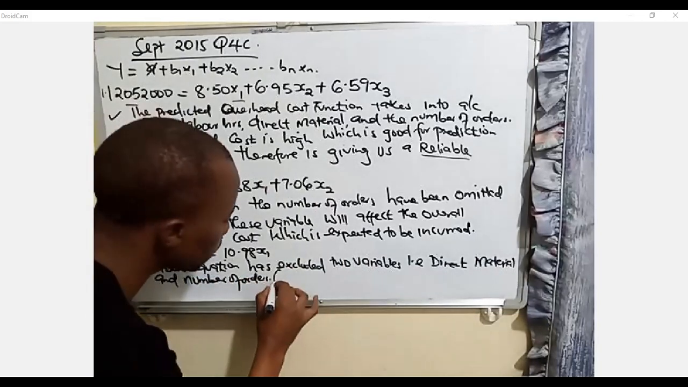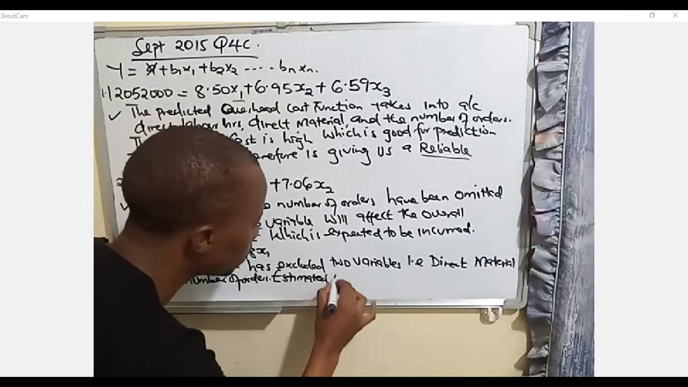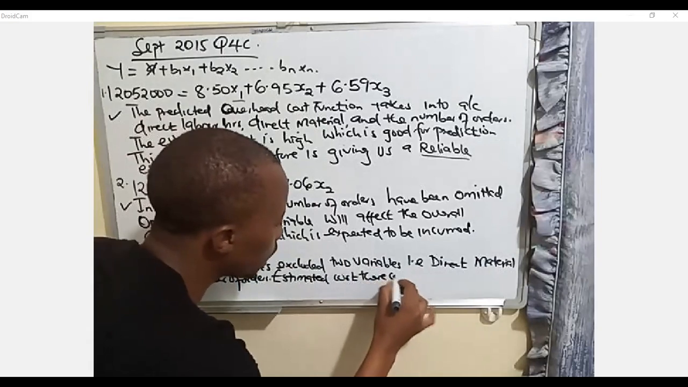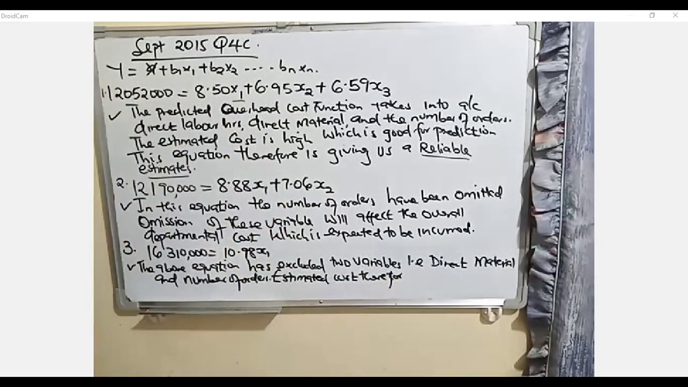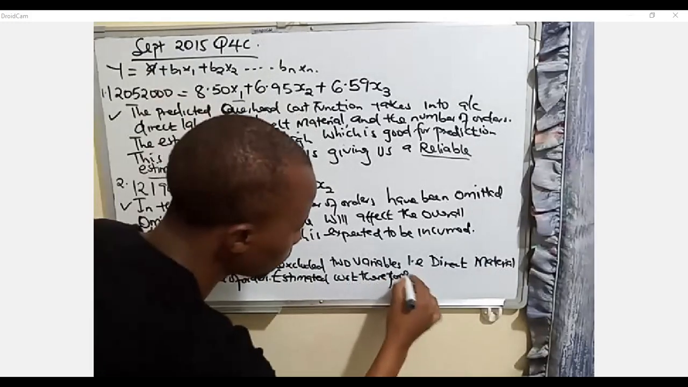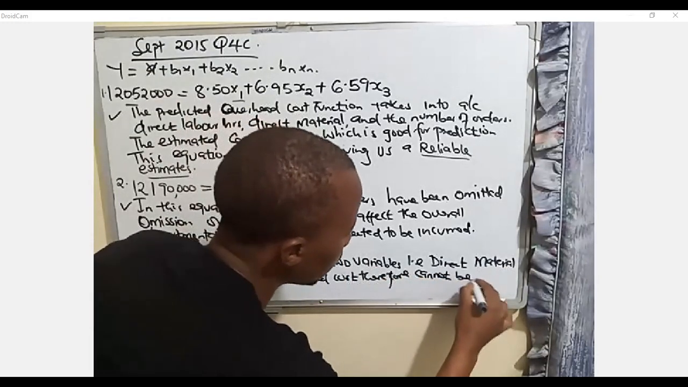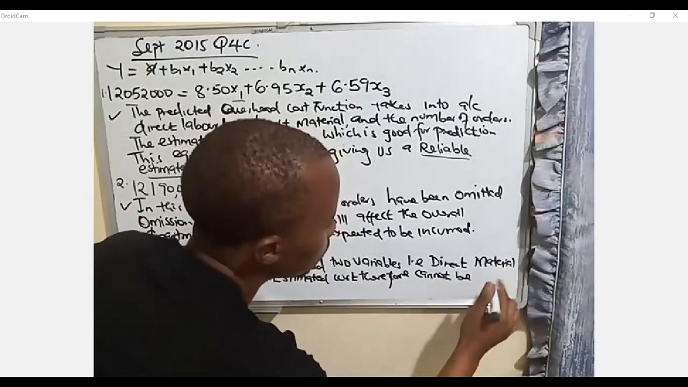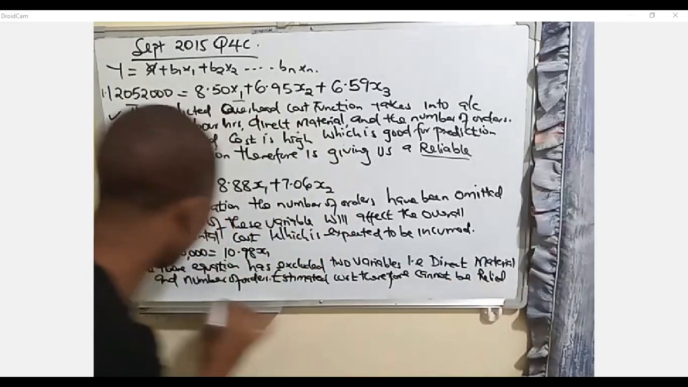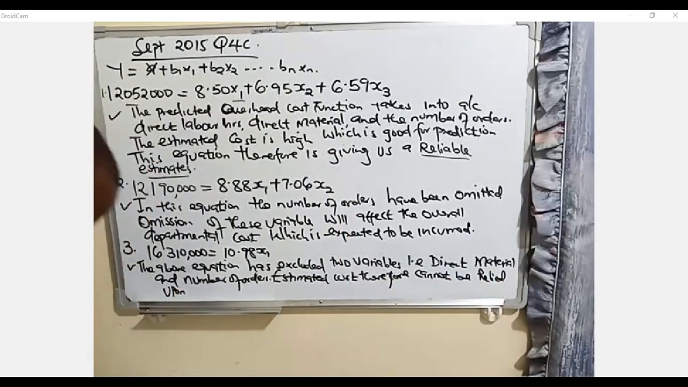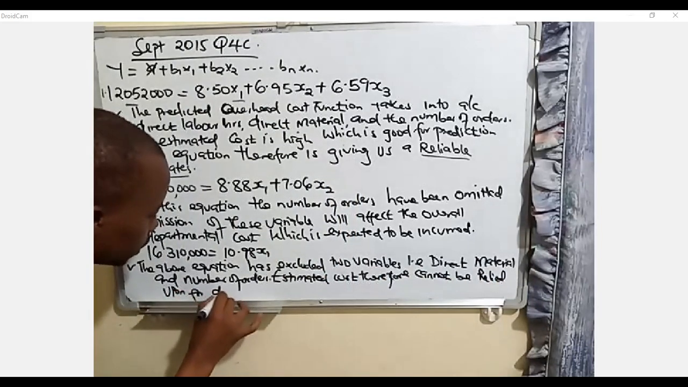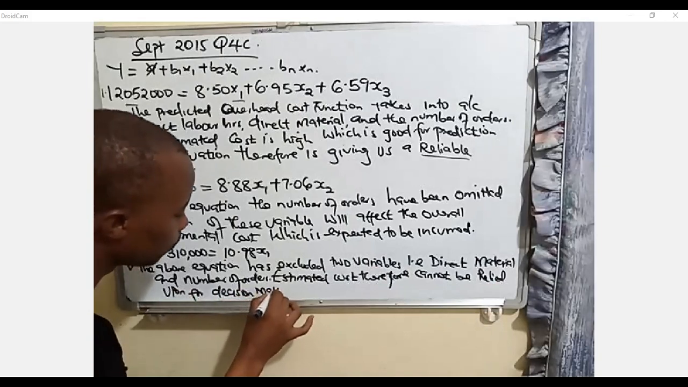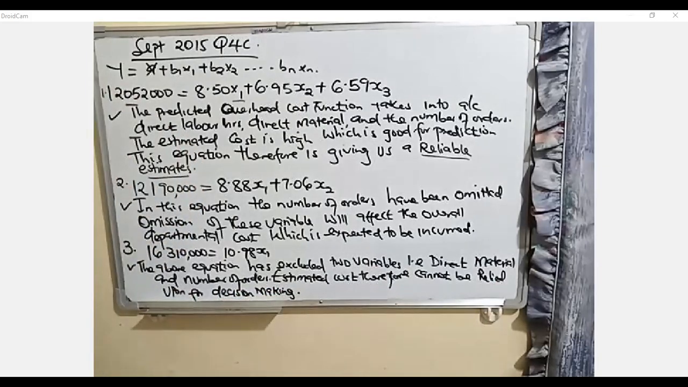And you say the estimated cost, therefore, cannot be relied upon for what? For decision making. Cannot be relied upon for decision making. Then you go to the last one.